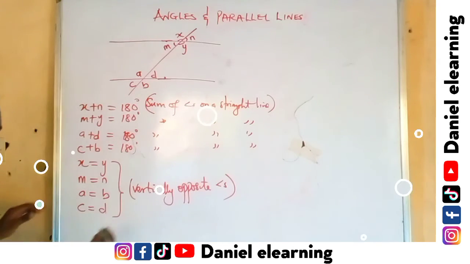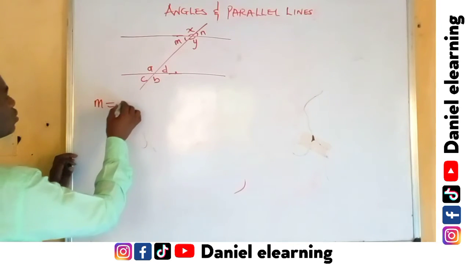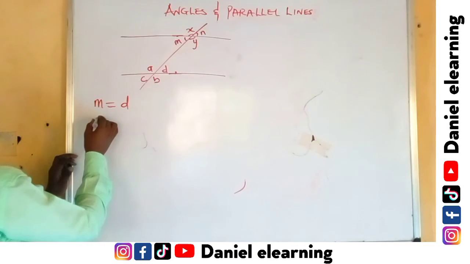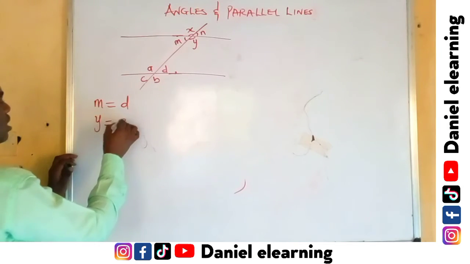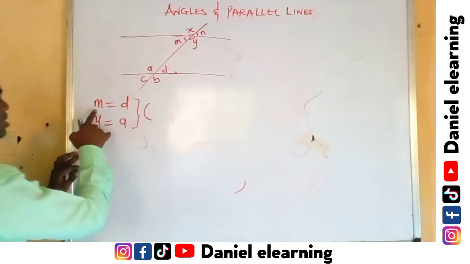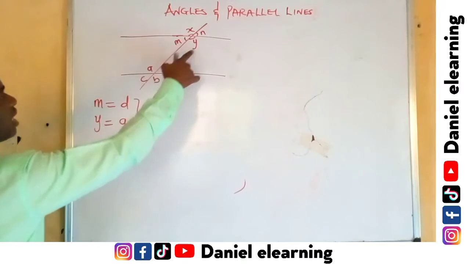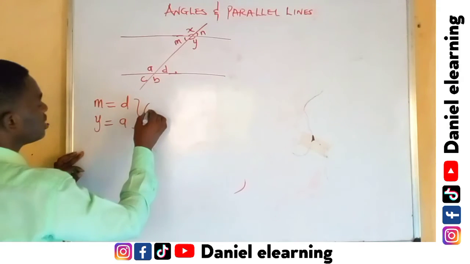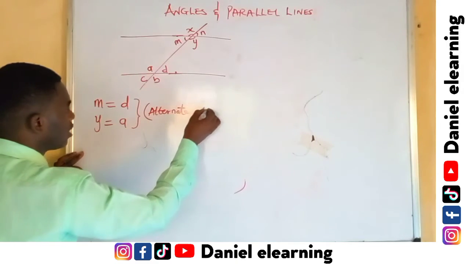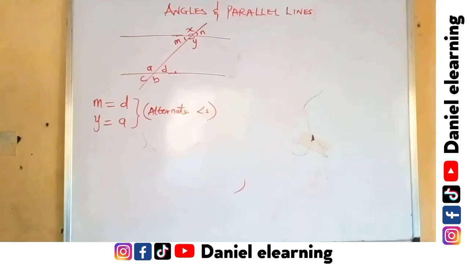And let's look at that. N is equal to D. Another type of alternate is Y is equal to A. So the reason N is equal to D and Y is equal to A is because they are what? Alternate angles. Alternate angles are equal.